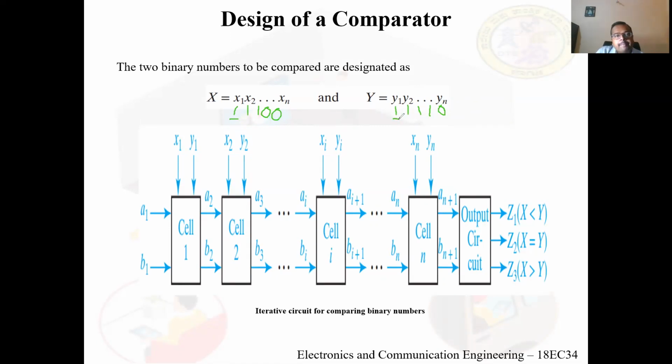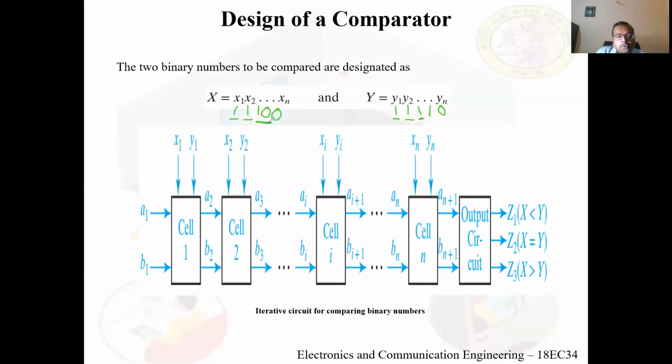And now here what will happen, since X1 is compared with Y1. As I said, the result of this comparison is given to the next cell, and it says that X is equal to Y. Next, again, X2 is compared with Y2. Again, X2 is 1, Y2 is also 1, so X is equal to Y. Next, X3 is compared with Y3. Again, X is equal to Y.